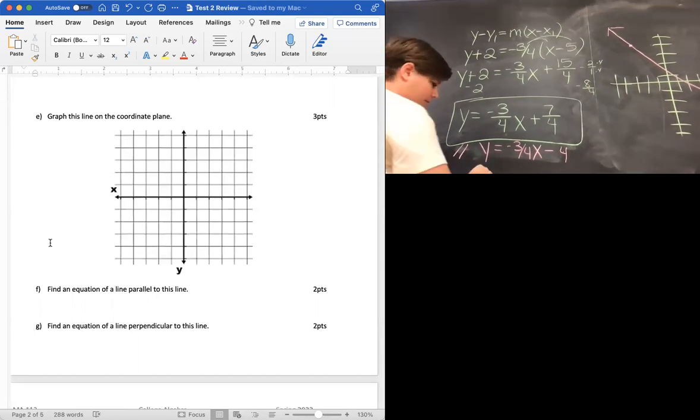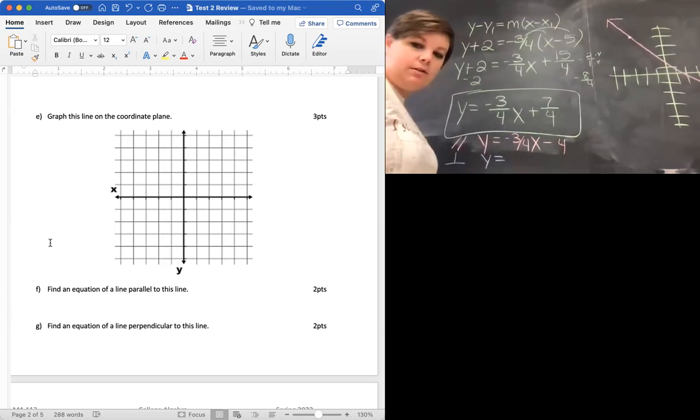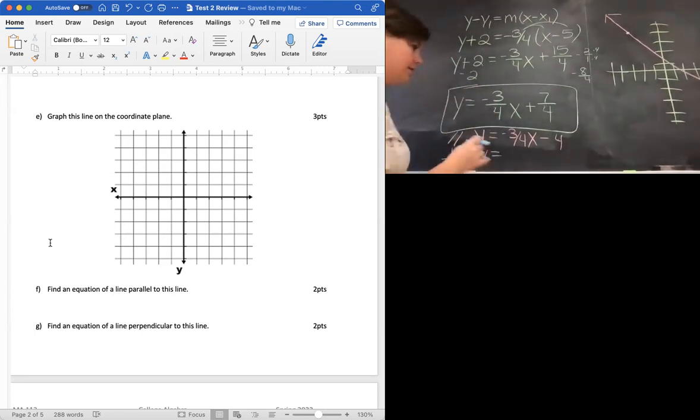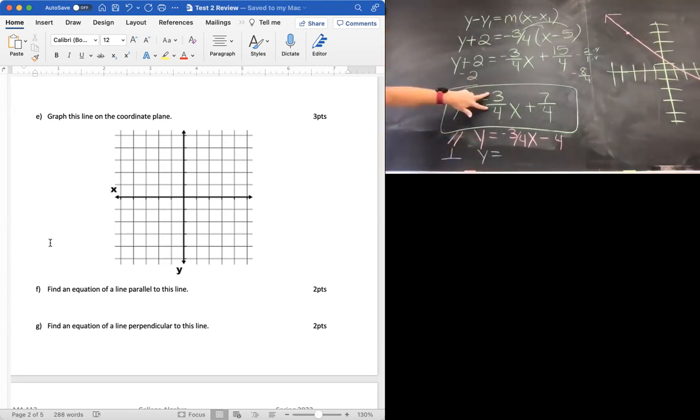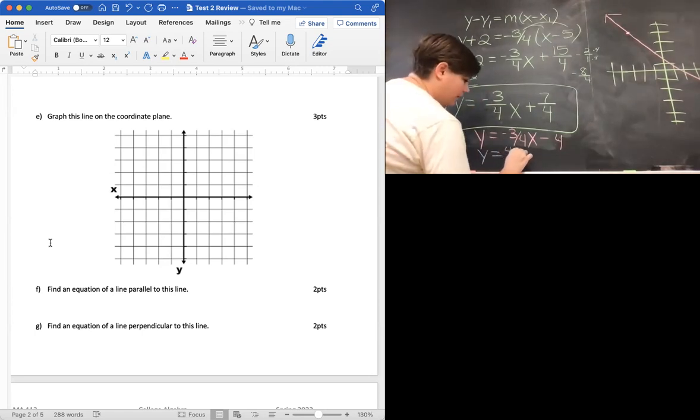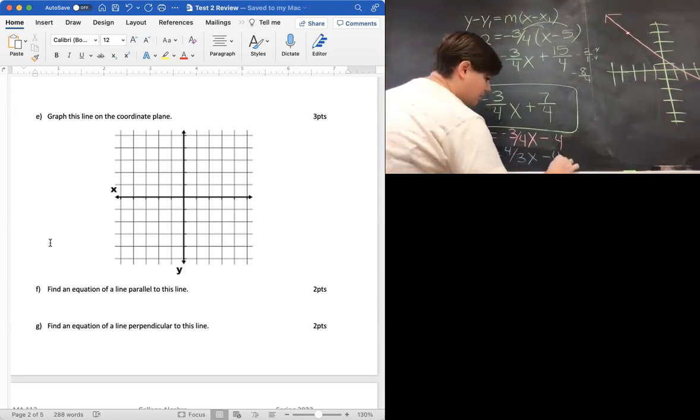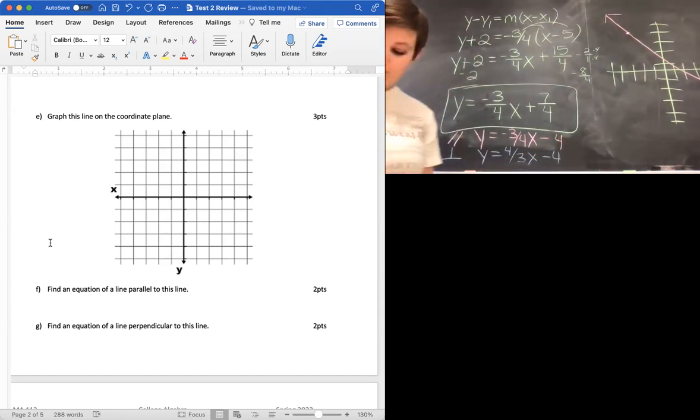That's from 2.4. Part G, where you find a line that's perpendicular, is from 2.4 as well. So perpendicular would be y equals, and it's negative reciprocal. So negative reciprocal says, well, that was a negative slope, so now I'm going to have a positive slope. Reciprocal means I'm going to flip it. So instead of 3/4, I now have 4/3x, and I will just keep the -4 because it does not matter. But this is the equation of a line parallel. This is the equation of a line perpendicular. That's all you do.